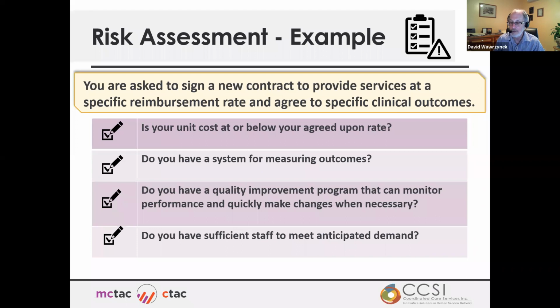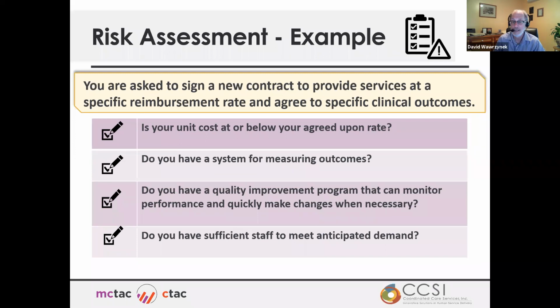What's the risk of agreeing to a wrong rate, a rate that you can't manage? It's a financial risk. It's a financial sustainability risk. Do you have a system for measuring outcomes? We're agreeing to specific clinical outcomes. What if we can't measure them? What if we're not measuring them? If we're not measuring them, we may, again, be at financial risk. We could also be at risk for not providing proper services to the individuals we serve.